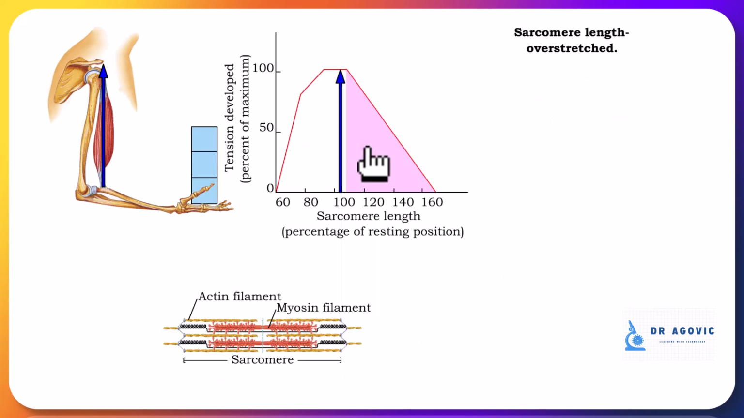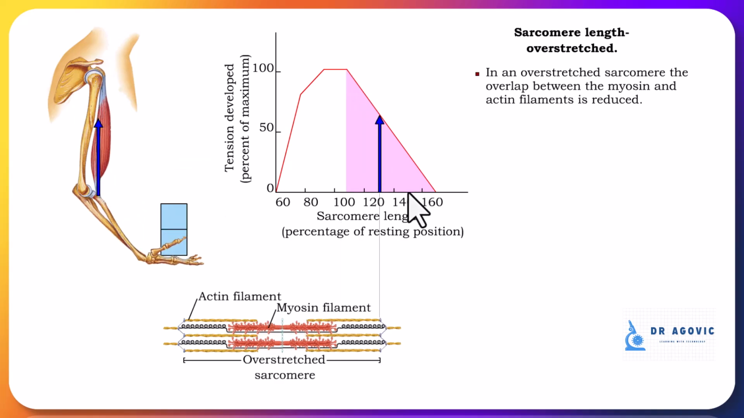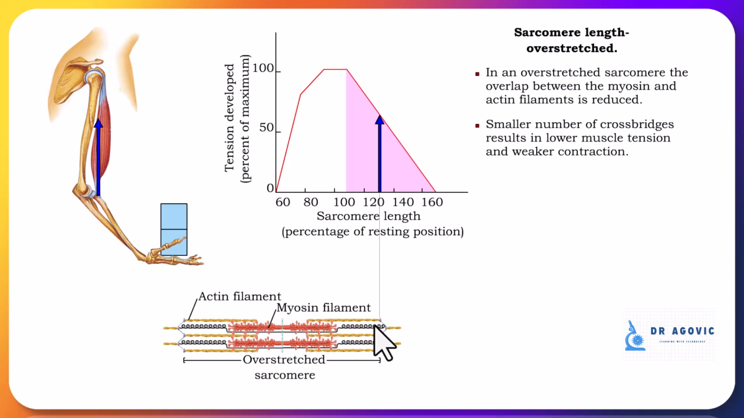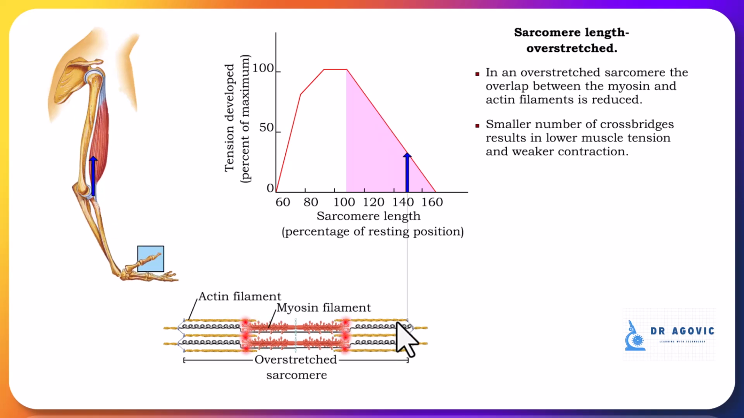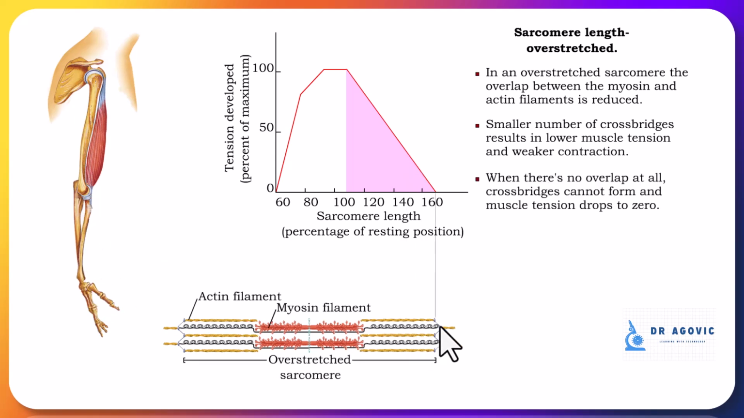Now let's see an overstretched sarcomere. When the sarcomere is stretched beyond the ideal length, there is less overlap between the myosin and actin filaments. As a result, cross bridge formation is substantially diminished, muscle tension decreases, and contraction weakens. In the extreme case, when a sarcomere is stretched to the point where no overlap exists, cross bridges cannot form and muscle tension drops to zero.